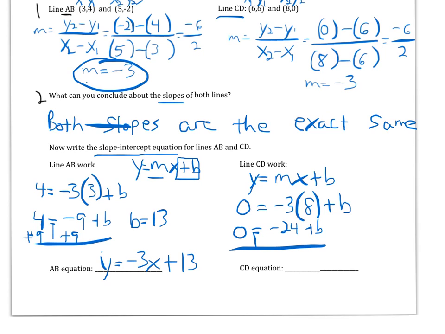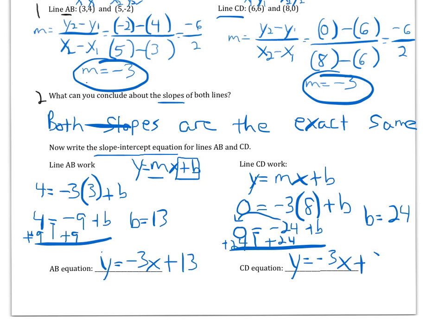How do I get b all by itself? Well, I need to move this negative 24 to the other side. How do I do that? I add 24. Whatever I do to one side, I have to do to the other. So b is equal to 24. So my equation, y equals, my slope, again up above, was negative 3, keep the x, plus 24. That's where we're at so far.